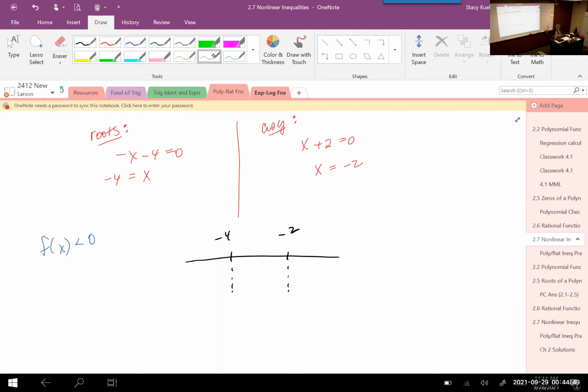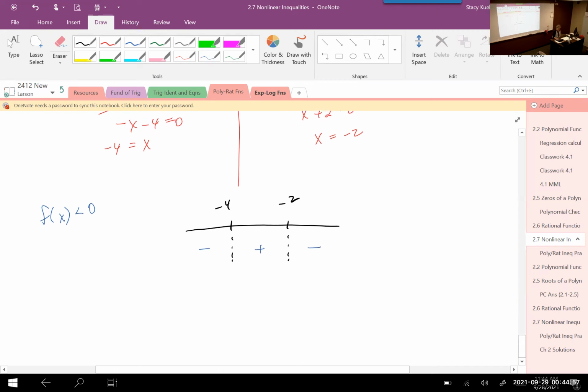Okay, to the left of negative 4, is it positive or negative? Negative. How about in the middle? Positive. How about to the right? Negative. Okay, so if I want to know where the function is less than 0, we're looking at values to the left of negative 4 and to the right of negative 2.